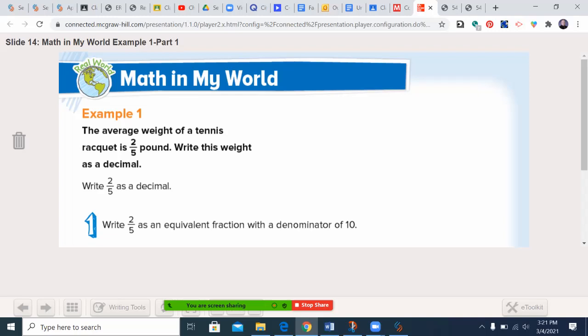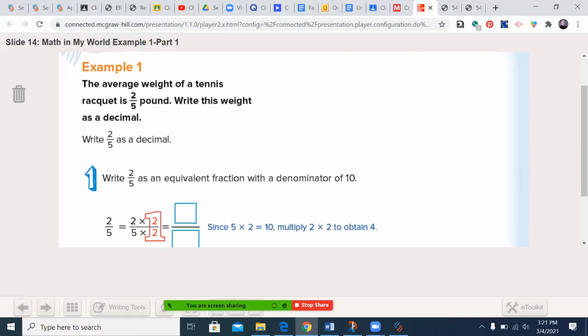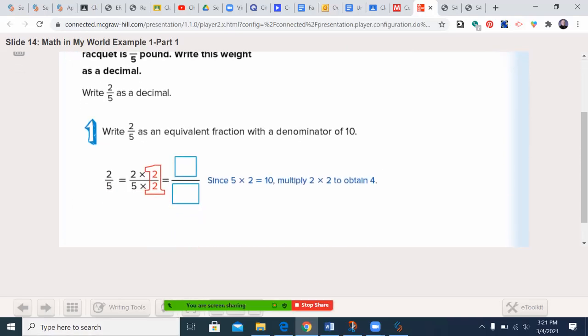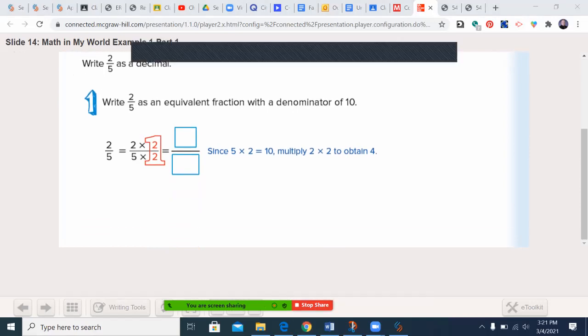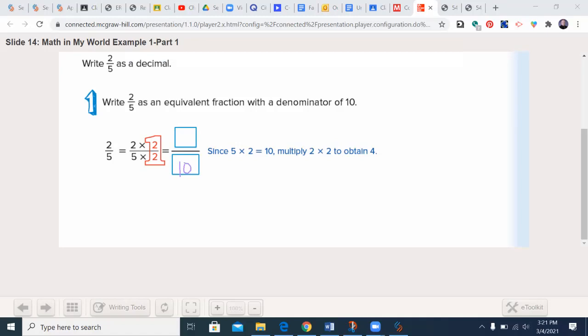So, example. The average weight of a tennis racket is 2/5 of a pound. Write this weight as a decimal. Step 1: write 2/5 as an equivalent fraction with a denominator of 10. 5 goes into 10 twice, and therefore, if I multiply the denominator by 2, I must multiply the numerator by 2, which gave me a 4. So now I'm working with 4/10. Make sure that's written in before I slide down to step 2.